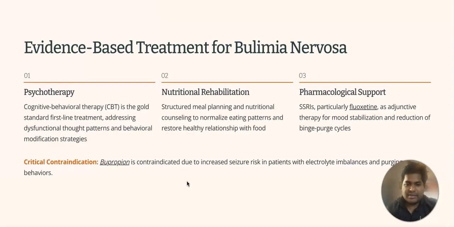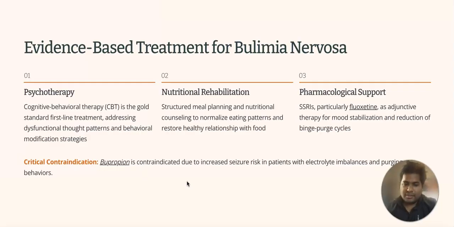So nutritional rehabilitation counseling will be there, cognitive behavioral therapy must be there, and at the same time, if needed, pharmacological support may be needed. That's what we give. I start with an SSRI, and fluoxetine is an example of an SSRI.